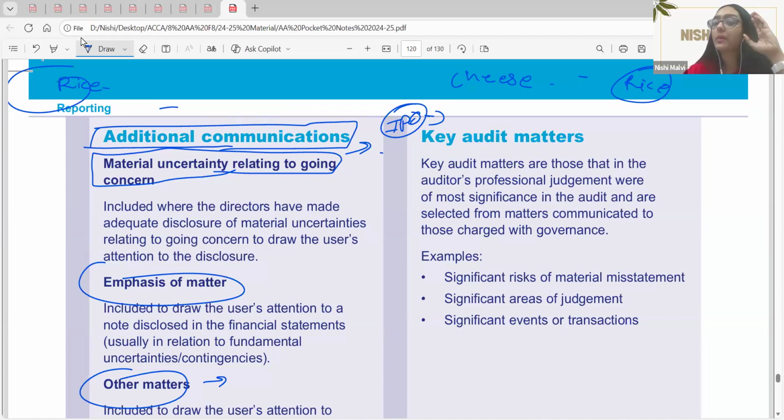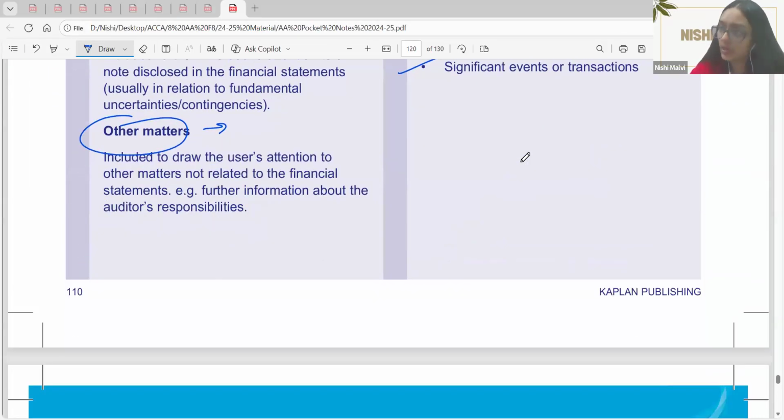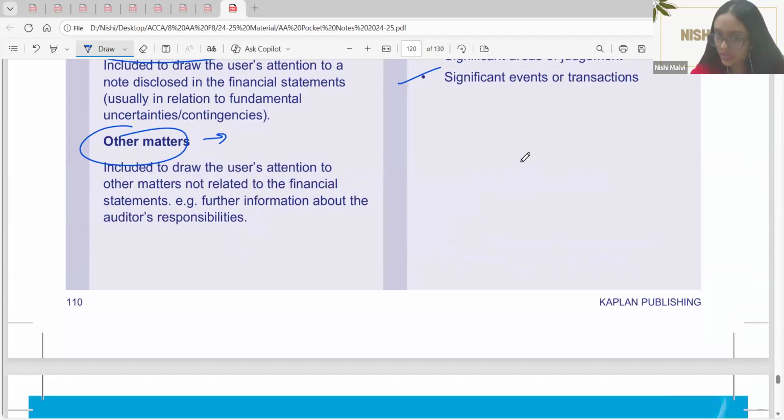So that is a key audit matter. That auditor's judgment was required. Auditor took a judgment. All those matters will be considered over here. And that will also be communicated to those charged with governance. Okay. Now, significant risk of material misstatement, areas of judgment or areas of any significant event or transactions where auditor took a judgment, key audit matters, they will mention in this. Understood?